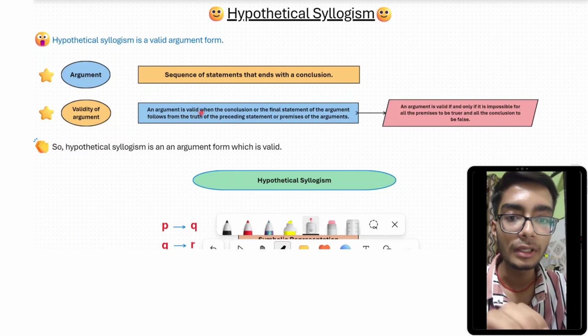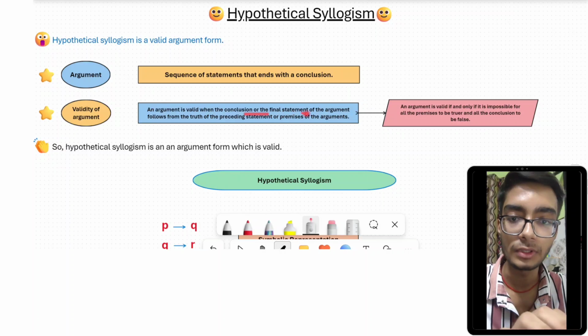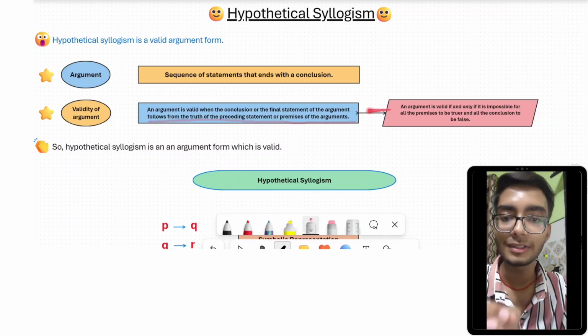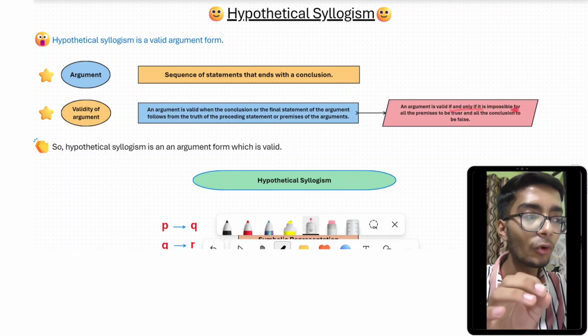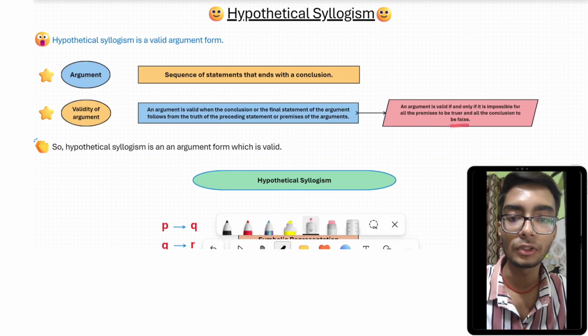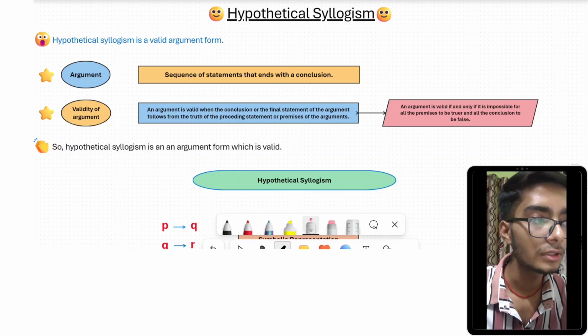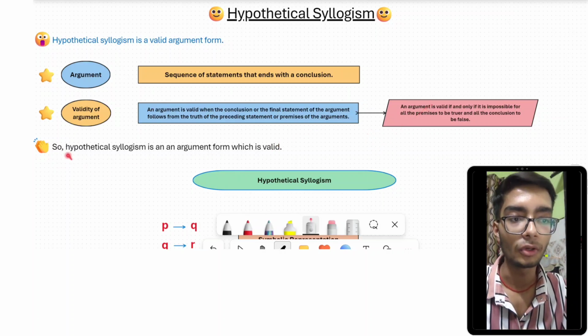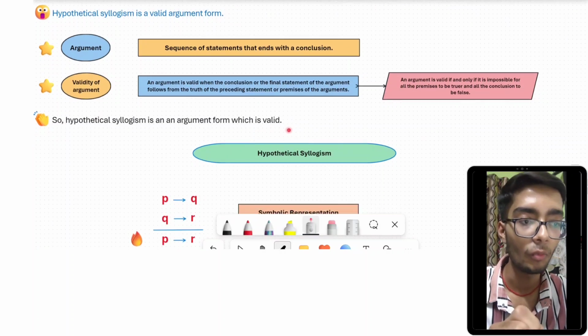An argument is valid when the conclusion, or the final statement, of the argument follows from the truth of the preceding statements, or premises, of the argument. In very simple words, this means that an argument is valid if and only if it is impossible for all the premises to be true and the conclusion to be false. So we have understood now that hypothetical syllogism is an argument which is valid.